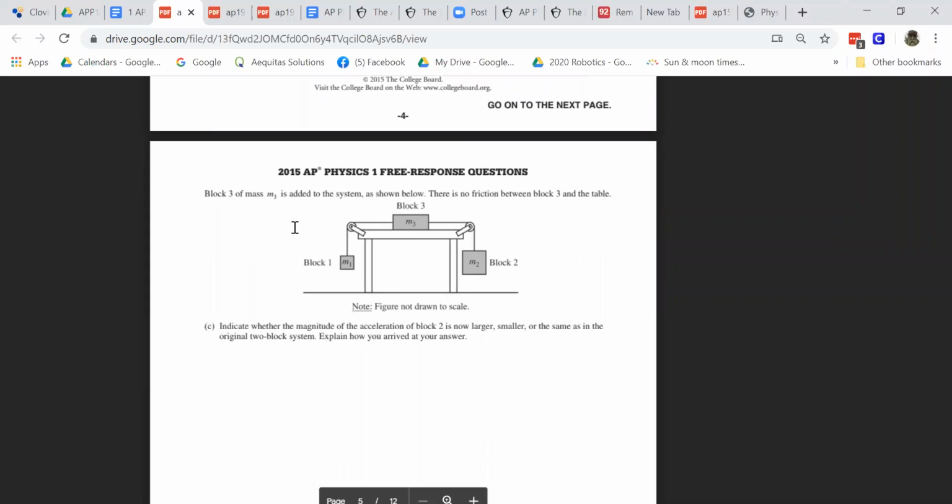Oh dear, now we've got a block of mass M3 added to the system as shown below. There is no friction between block 3 and the table. Okay, indicate whether the magnitude of the acceleration of block 2 is larger, smaller, or the same as in the original 2-block system. It is smaller. Because look, let's redraw that free body diagram I just did.